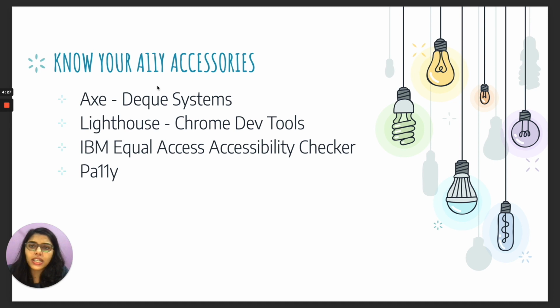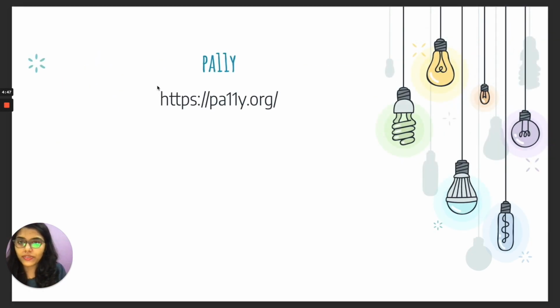Now let's take a look at what all accessibility tools we have in the list. The first is Axe, Lighthouse, IBM Equal Access Accessibility Checker, and Pa11y. So Axe, we will get to know about each of these later on. Let's see what we have next. Okay, so let's talk about Pa11y, and how Pa11y is an accessibility tool for us.